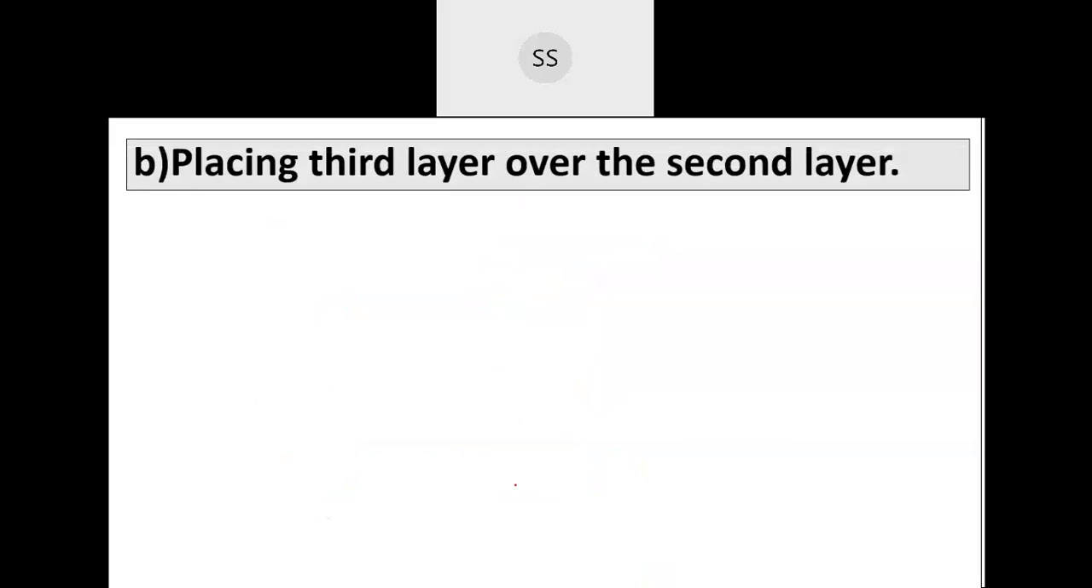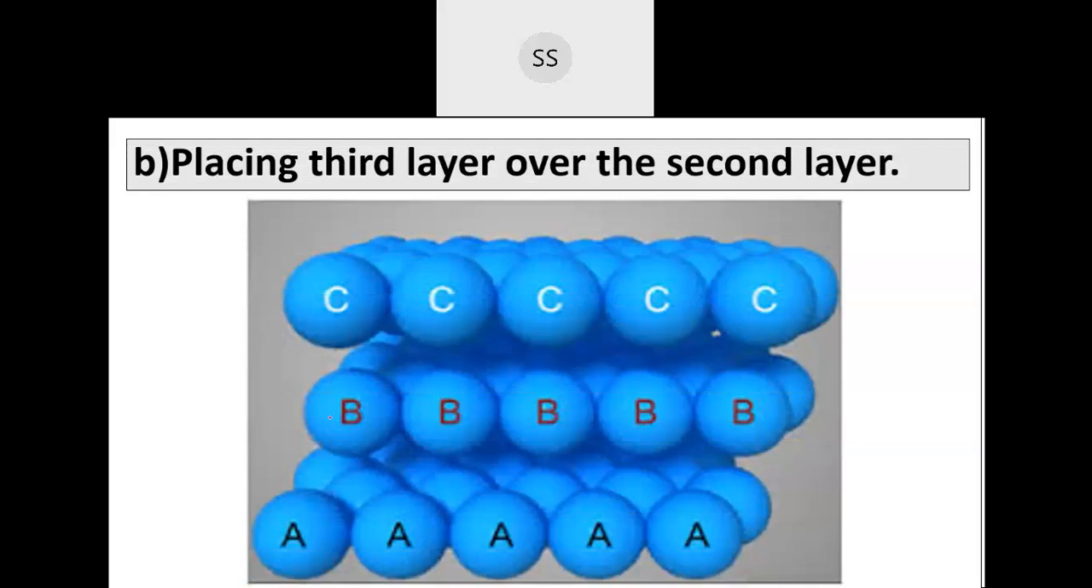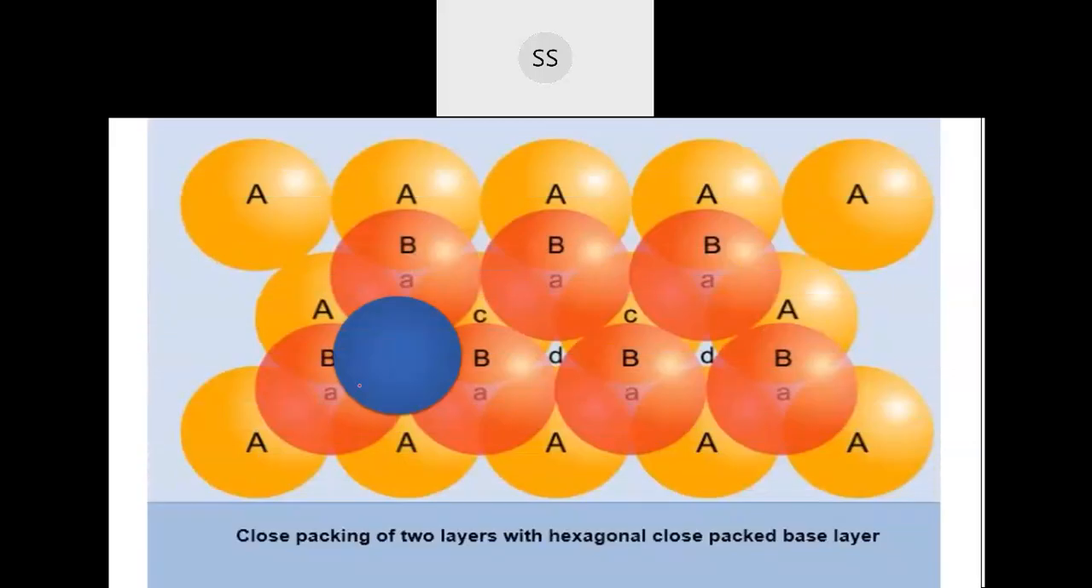Then, coming to placing the third layer. When you place the third layer over the second layer, in the second layer you have got two types of void: one is octahedral and the other is tetrahedral. So when you place in this D space, you are covering the octahedral void. When you place it on the C1, which is the tetrahedral kind, you are covering the tetrahedral void.